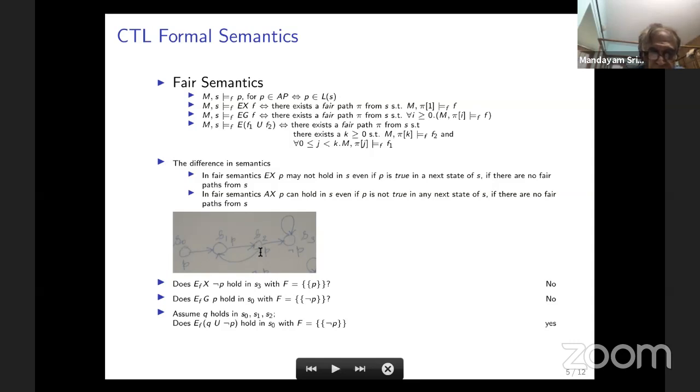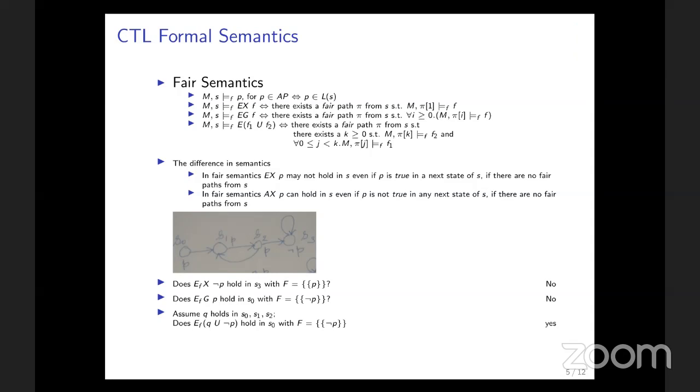There is another infinite path here, S1, S2 omega, but that is not a fair path. But it doesn't matter, because this requires that the property hold only on fair paths, and therefore it is true under this fairness requirement. Is that clear?